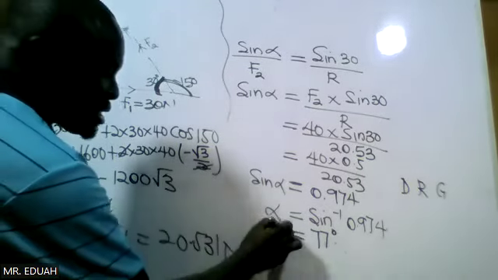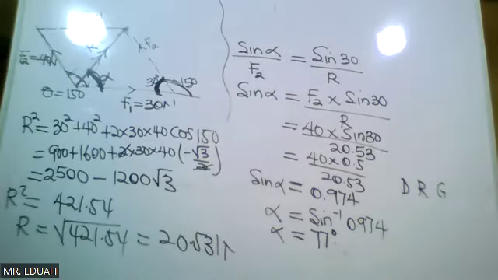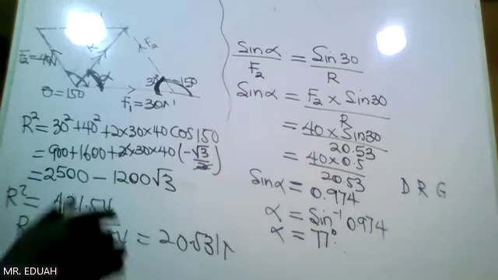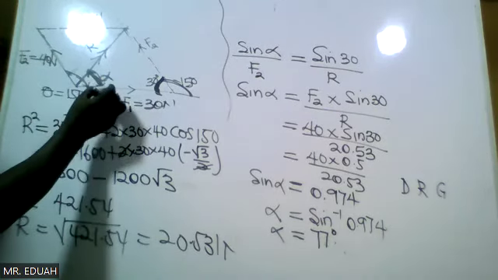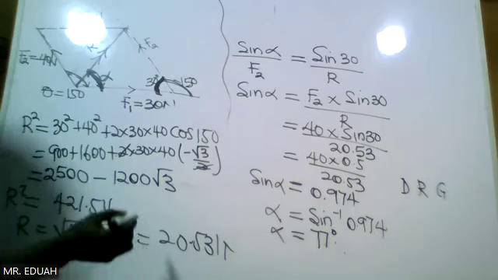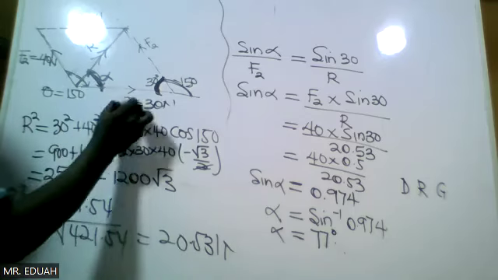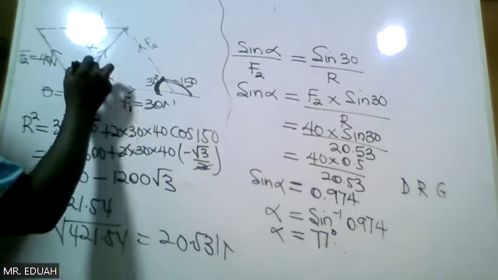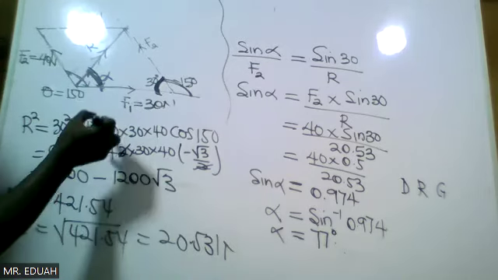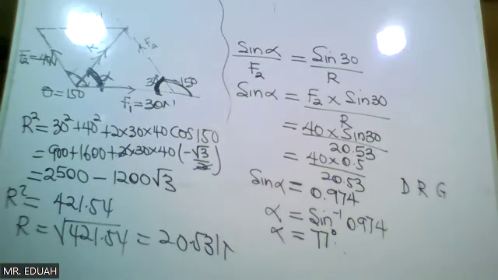Okay, so this is the direction of the resultant, meaning the resultant is at an angle of 76 degrees from the 30 Newton force. 76 degrees from the 30 Newton force. That is what it means. Okay, let's go, Gabriel.